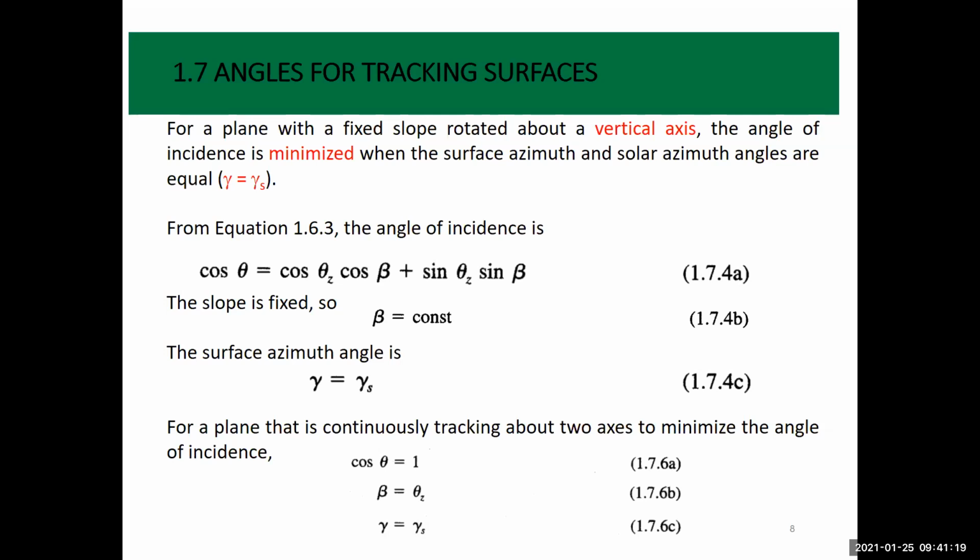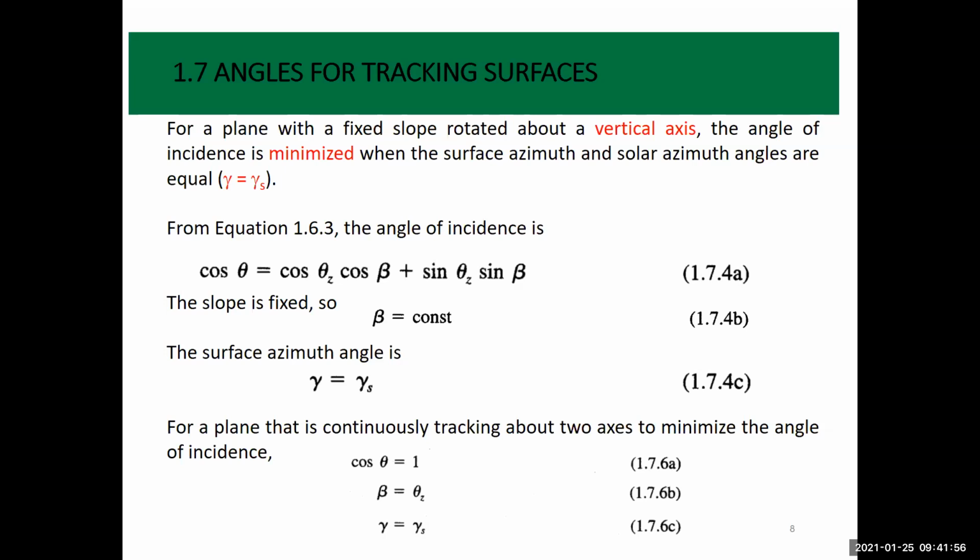But if it needs further adjustment, then you are going to call it a continuous kind of adjustment. And these equations are providing us with this type of expression for the cosine theta, which is the angle of incidence for these applications. In the previous classes, we talked about the angle of incidence based on the case that we have a fixed position of our collectors or surfaces.